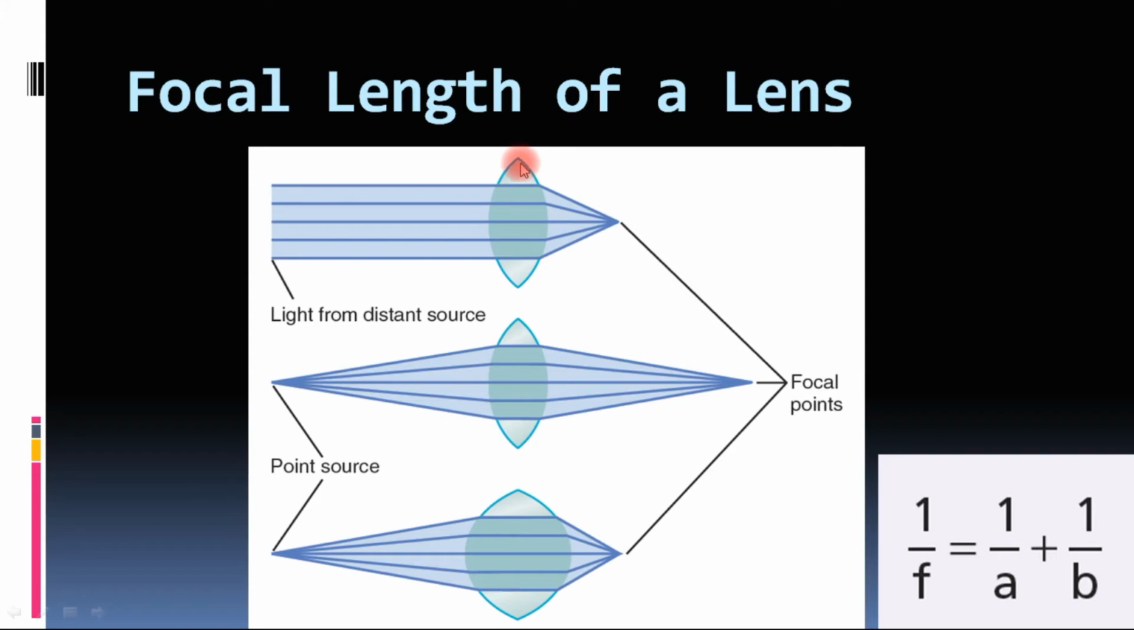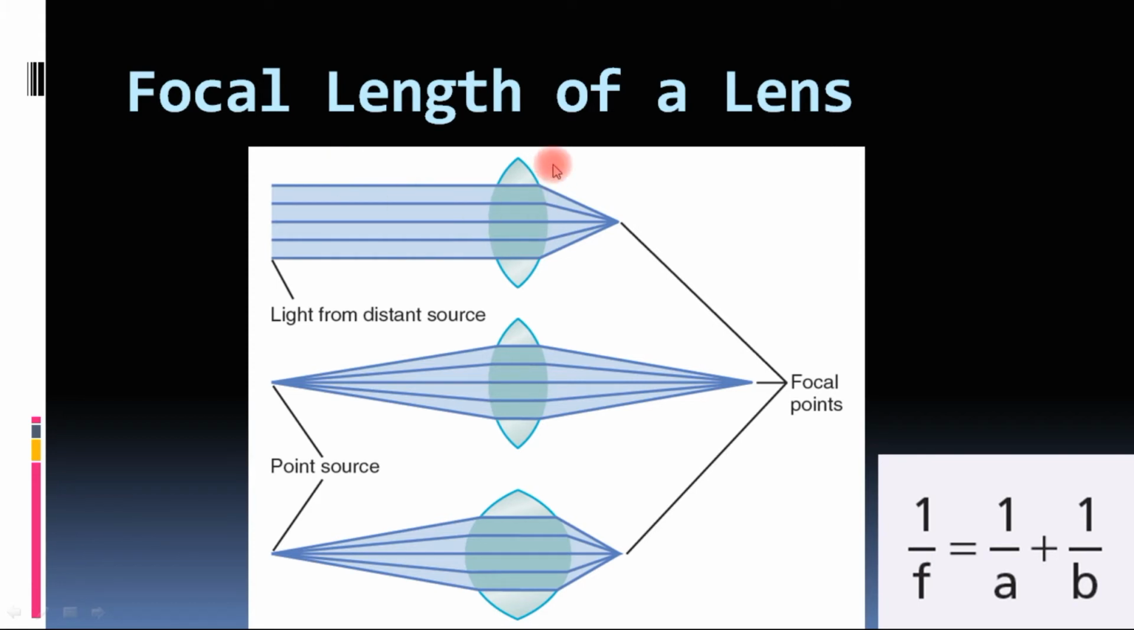So let us say this is a concave lens and the light rays are coming from the distant source. When we talk about the focal length, one thing we have to say is the light source is always a distant source with parallel light rays. So focal length can be defined in terms of parallel light rays only.